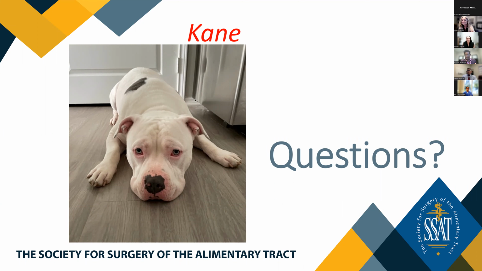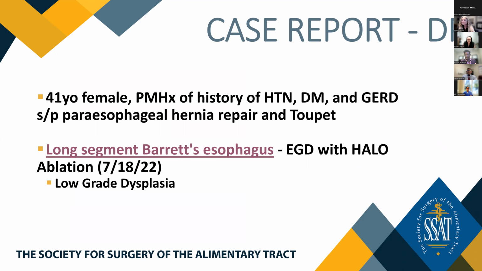Okay. Our next case report is DP. She's a 41-year-old female with a past medical history of hypertension, diabetes, and GERD. She had a past surgical history of a paraesophageal hernia repair with a Toupet and underwent the Halo RFA for a long segment Barrett's esophagus in July of 2022.